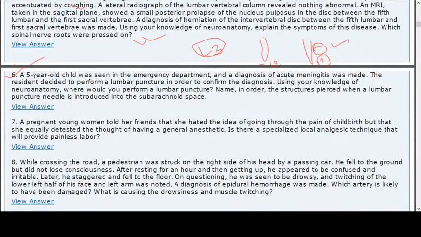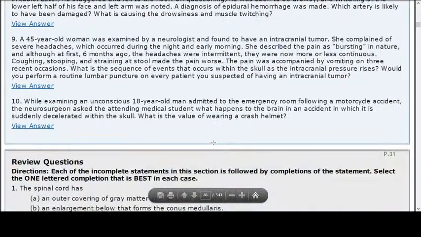A pregnant woman told her friend that she hated the idea of going through the pain of childbirth, and that she equally detested the thought of having general anesthesia. Which local anesthetic technique will provide painless labor? I don't know. I should study.